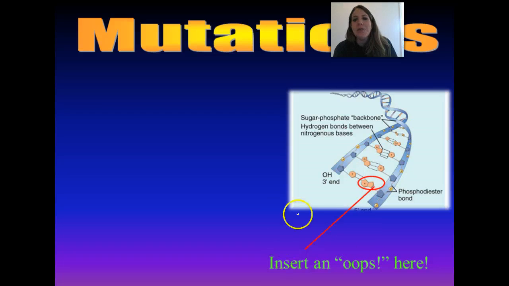So here's an example of a type of mutation. Here's your DNA, and let's say instead of getting an A here, I got a C. Well, that would be a big oops, and that would probably cause some major problems because now our base pairing rule is not doing what it's supposed to do.